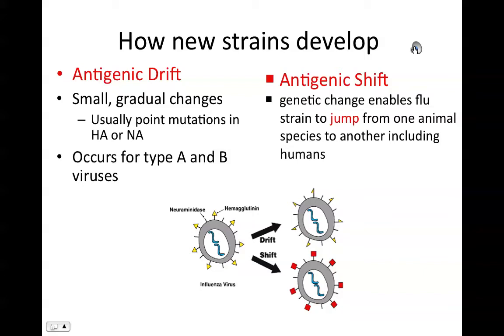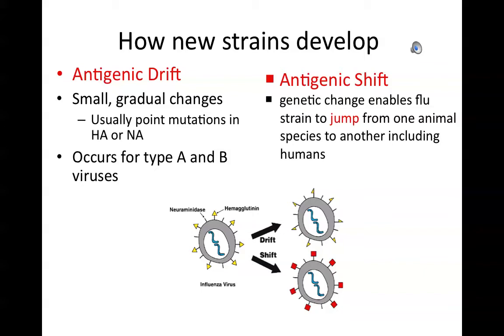Influenza viruses, influenza A especially, but influenza B can also have this occurring, often have what's called antigenic drift. These are small gradual changes in the structure of the H or N spikes because the H and N spikes are made out of proteins and as such are susceptible to mutations. Oftentimes it's point mutations that are found, these small, slight little changes in the amino acid sequence or arrangement of the H or N spike.